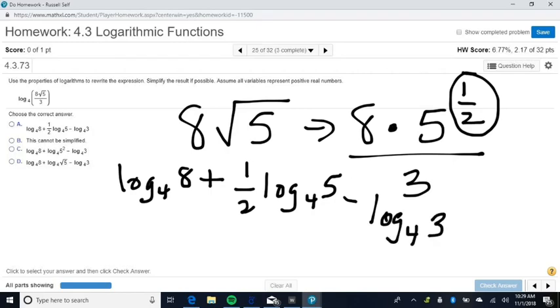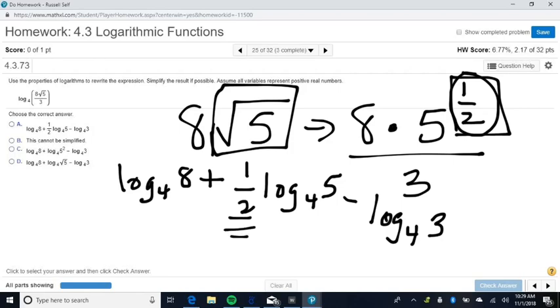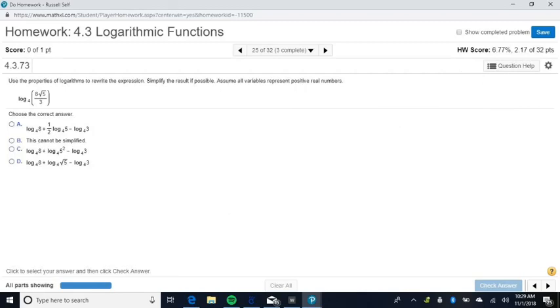Okay? So you can't have that radical. You've got to change it. It's got to be exponents when you're talking about logarithms. And so when you do that, you get the exponent of 1/2. And remember, exponents become coefficients in front. Okay? So just bits and pieces. Not difficult, but you've got to be paying attention.